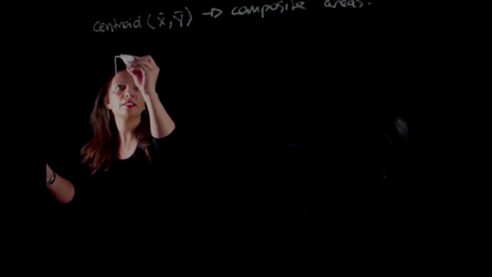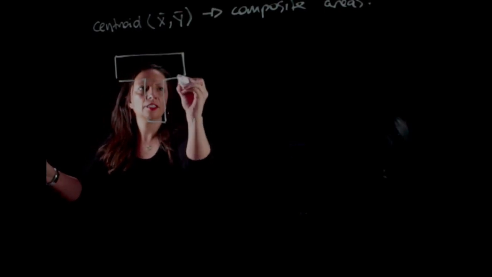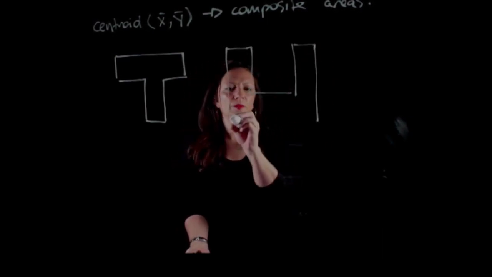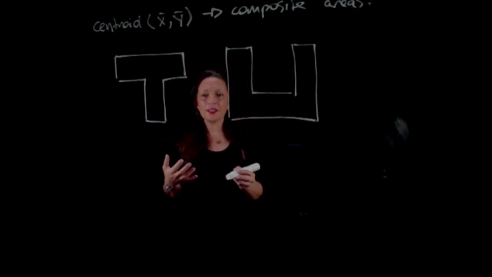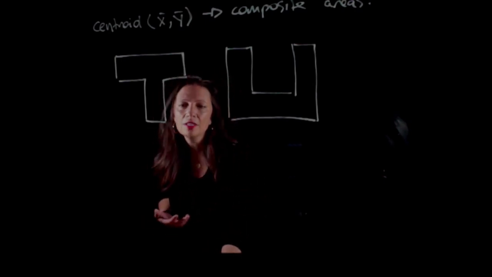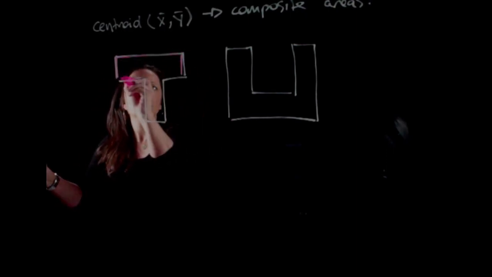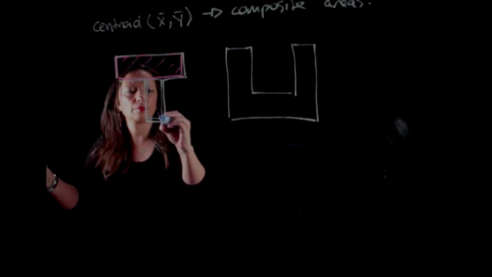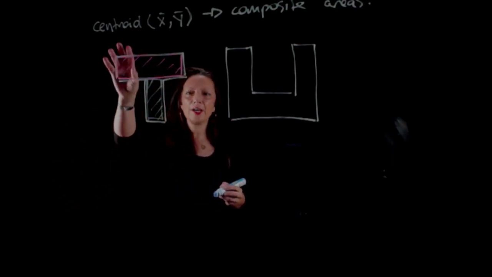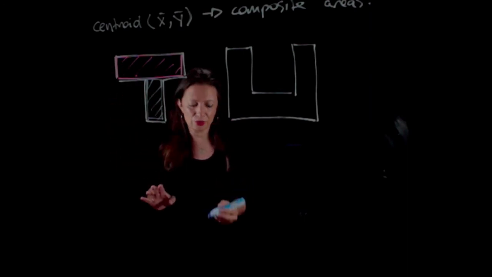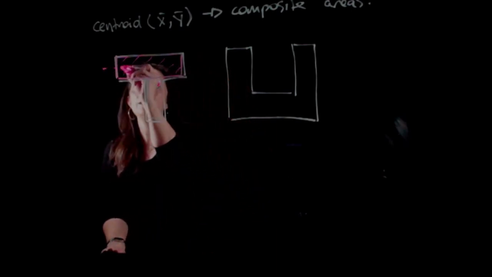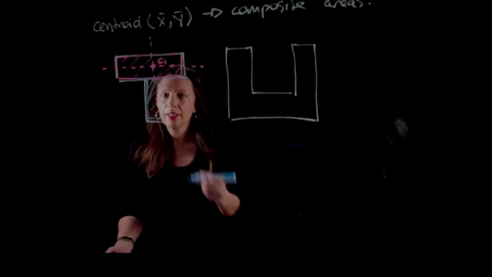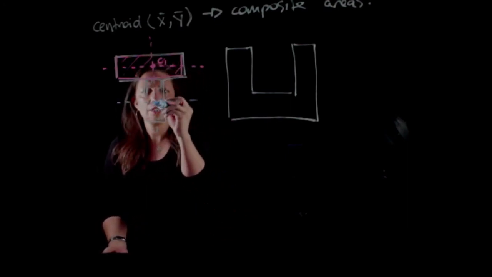So if here I have a T-bar or a U-bar, I can actually reduce these composite areas into just simple geometry. So here we have one rectangle, and here we have another. Each rectangle, or geometry, is going to have its own centroid. So the top one here will have a centroid here, call that C1, and this one will still have its own centroid, that's C2.